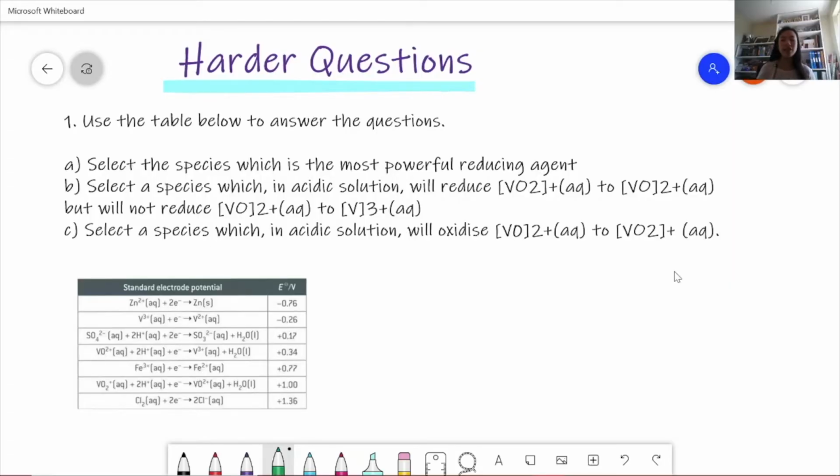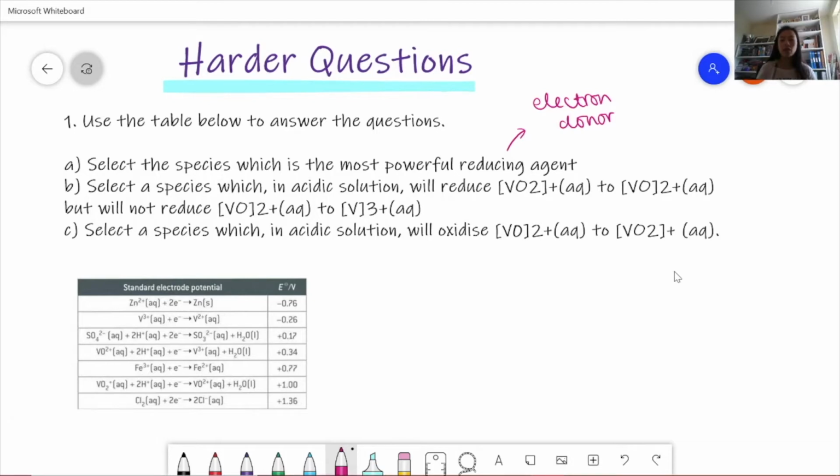We're going to look at some harder questions for electrochemical cells. It says to use the table below to answer the questions. For A, select the species which is the most powerful reducing agent. So the meaning of reducing agent is something that loses electrons. So it's an electron donor, because the thing that's being reduced gains electrons, and so a reducing agent is an electron donor.